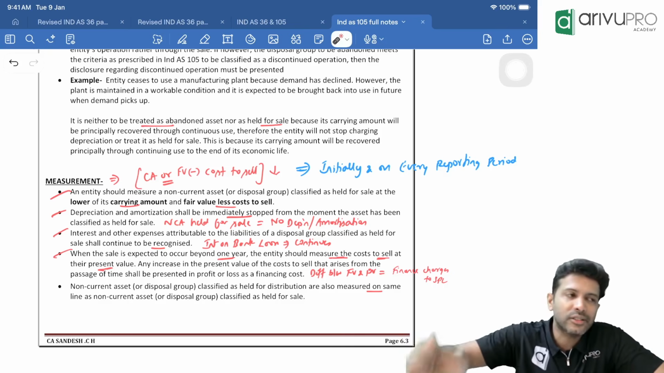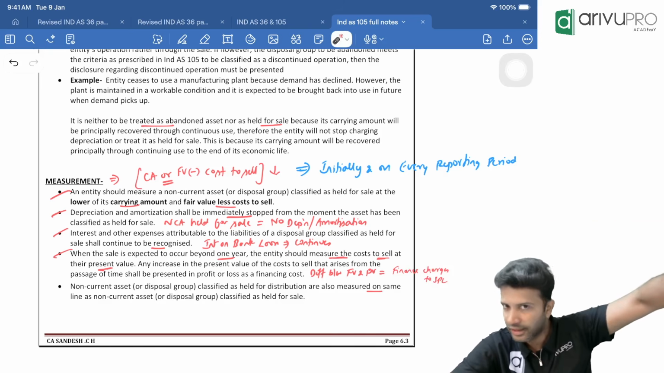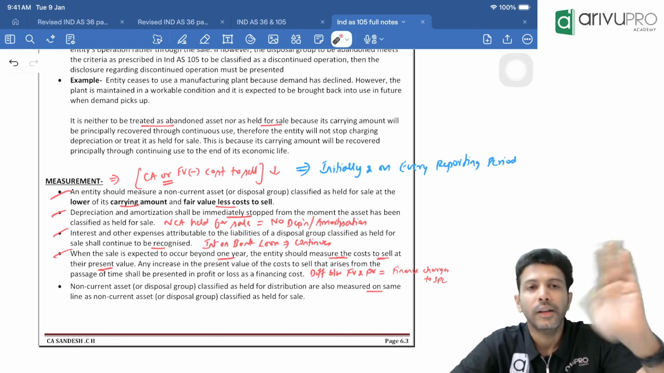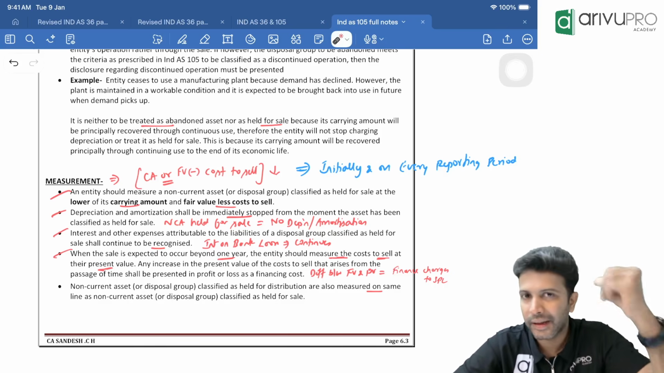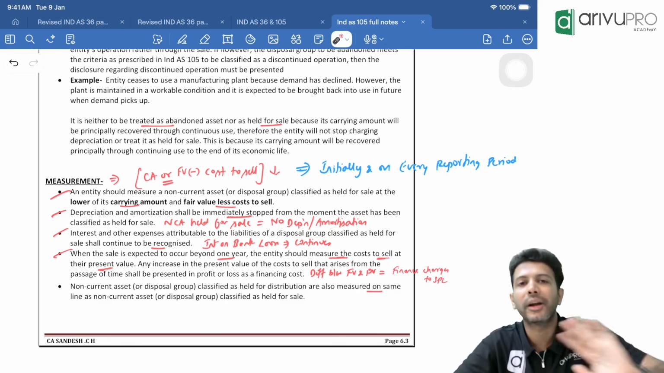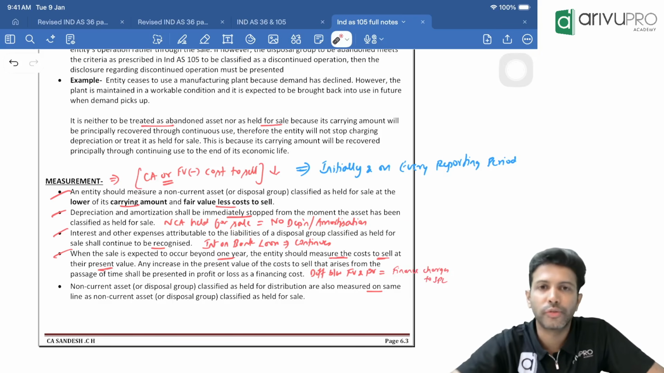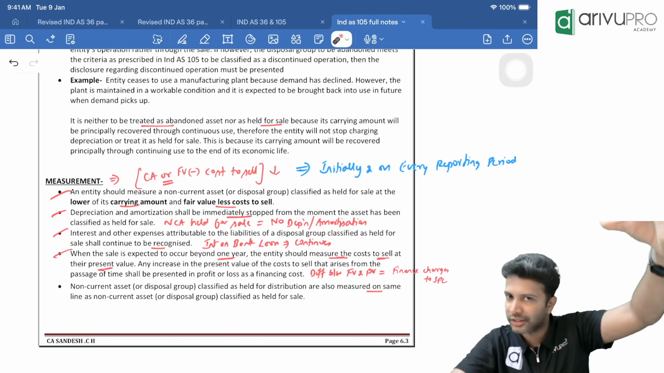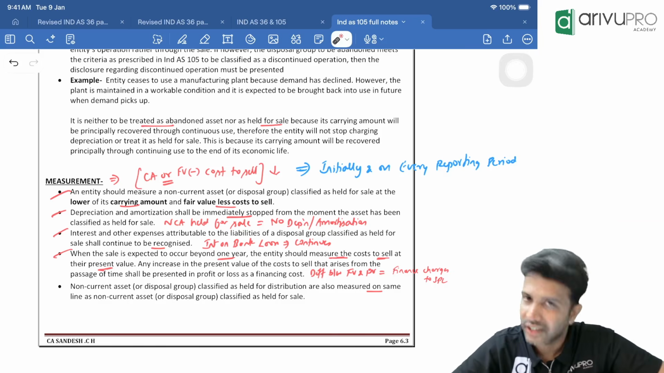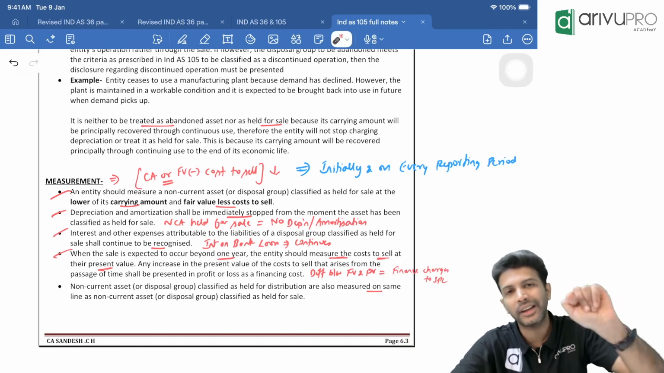Next point: once a non-current asset is classified as held for sale, which standard will it come under? Suppose a building is classified as held for sale. Before it is classified as held for sale, you will apply Ind AS 16's provision. Once it is classified as held for sale, it will come under the purview of Ind AS 105. The same holds good for intangible assets. If you are using an intangible asset, it comes under Ind AS 38's provision. If that intangible asset is classified as held for sale, then henceforth the accounting of that intangible asset will be as per Ind AS 105.